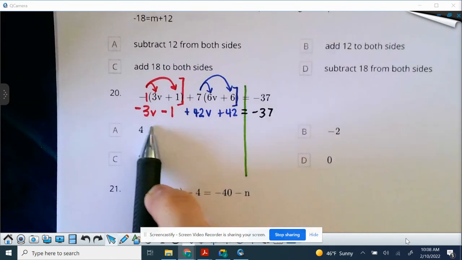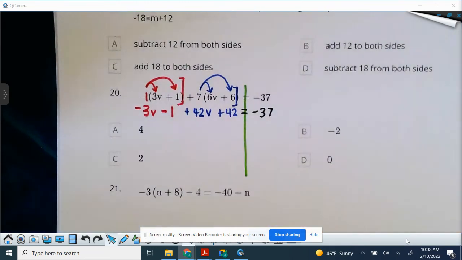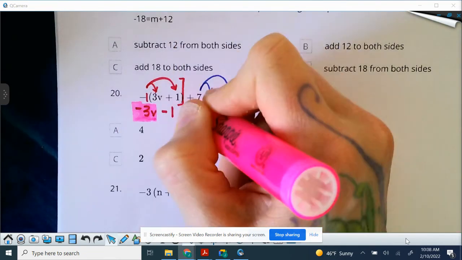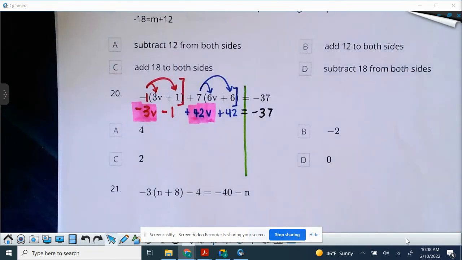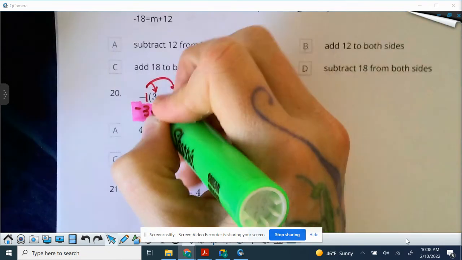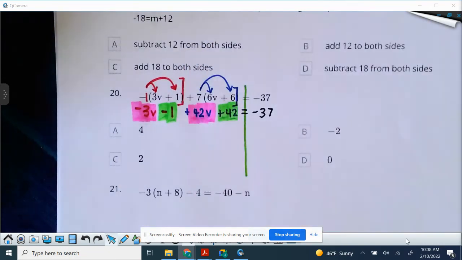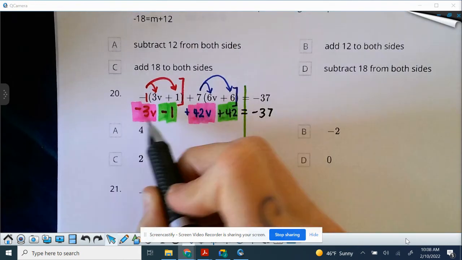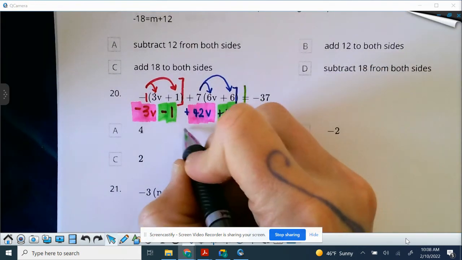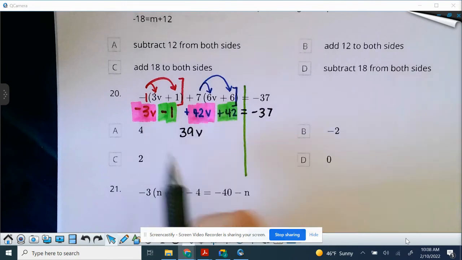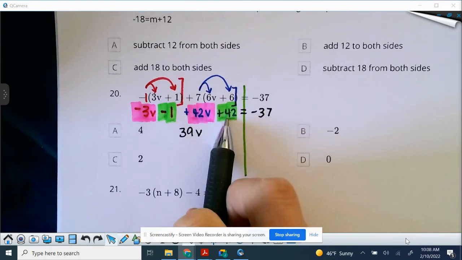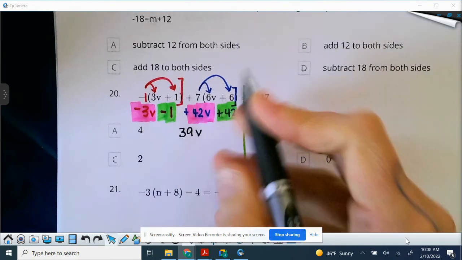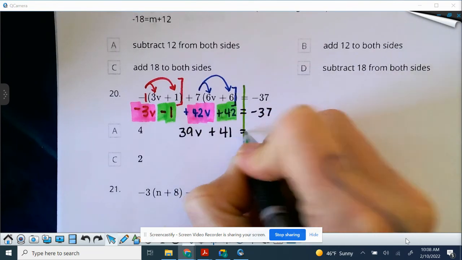Now we're going to look at this side because it's a hot mess, and you're going to look at your common terms, the things that you can put together, like terms. So I have -3v can go with a +42v. And then I have that -1 that will go with the 42. Again, this is just perseverance, making sure you're writing neat enough, not going too fast. So -3v plus 42v is going to give me 39v. -1 plus 42, so that means it has $42 and I lost $1. So plus 41 equals -37.